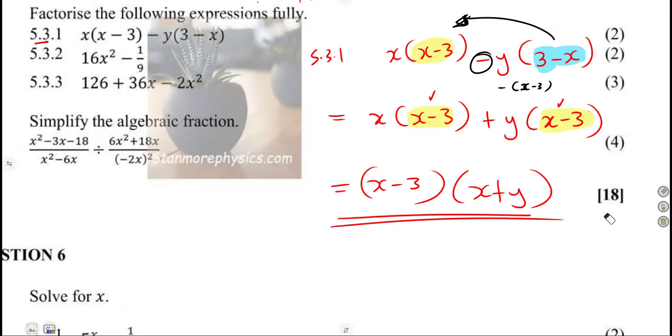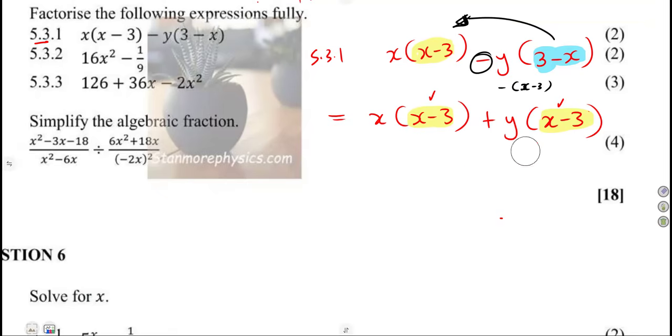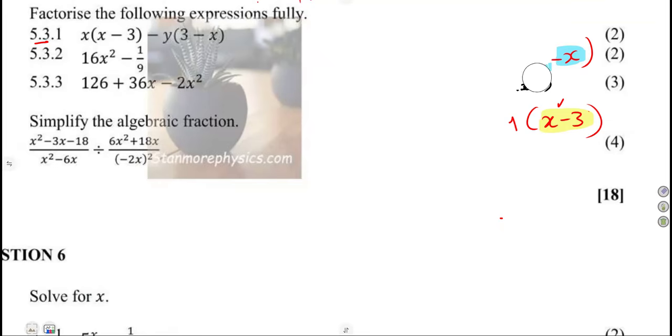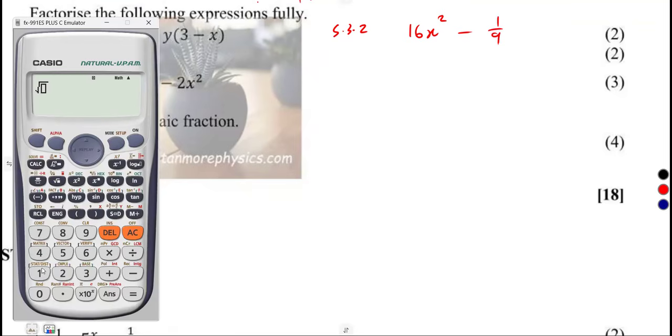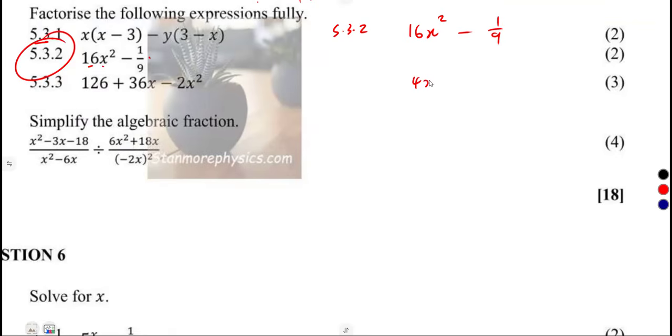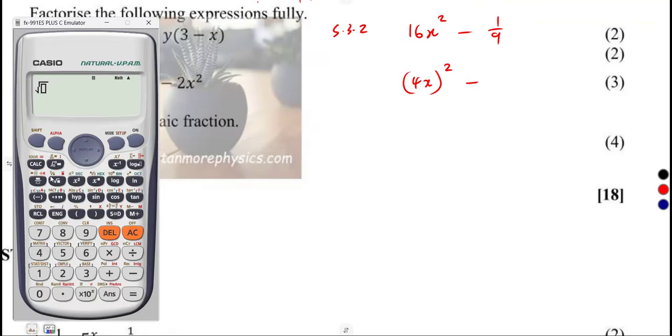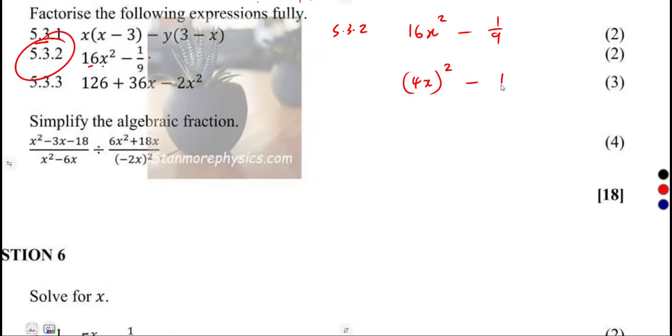Factorization is complete. All right, let us move on to another one, 5.32, where you are given 16x squared minus 1 over 9, a difference of two squares. These are perfect squares. We know the square root of 16 is 4, so that's a perfect square. It is the same as 4x squared minus 1 over 3 squared. The square root of 1 over 9 is 1 over 3.